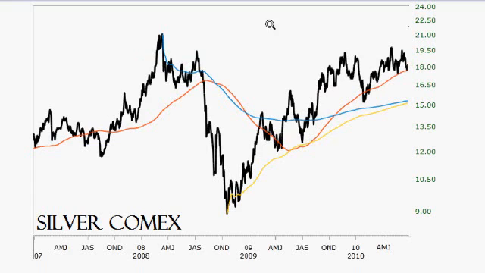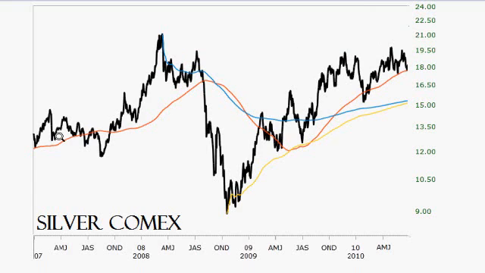It has developed a massive resistance field at roughly 19 and a half. The more often that resistance is tested, the more likely it is to be taken down. You had a test in here, another test here, and we've just had yet the third major test of this 19 and a half level on silver.